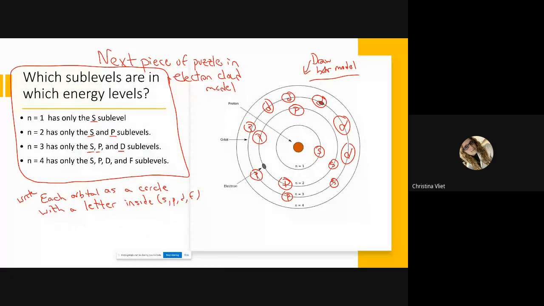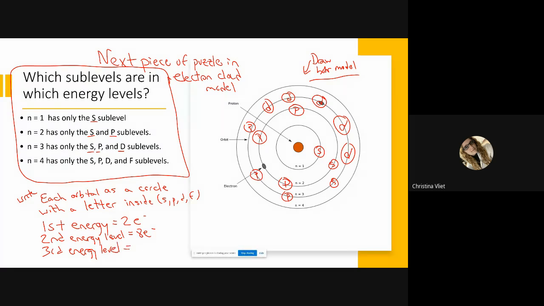Well, count the orbitals, right? 1s, 3 p's, and 5 d's. 1 plus 3 plus 5 is 9, and 9 times 2 is 18. Oh. So the first energy level holds 2 electrons. The second energy level holds 8 electrons. And the third energy level holds 18.